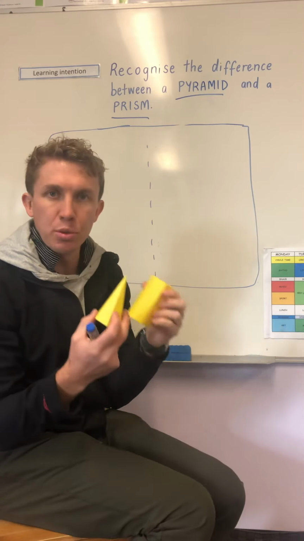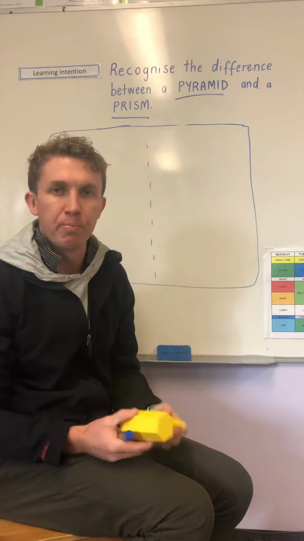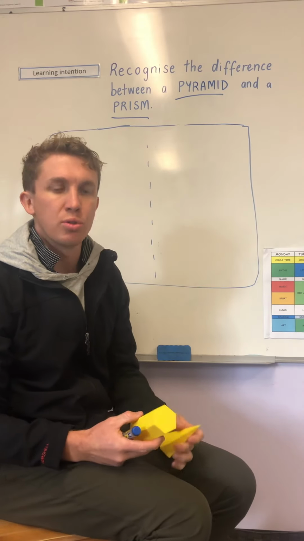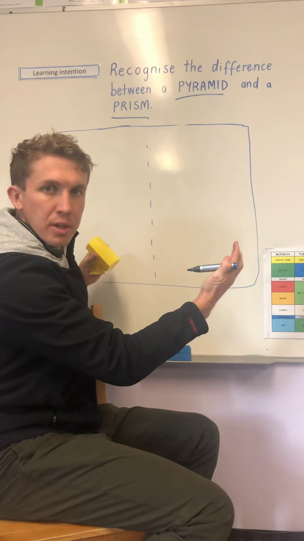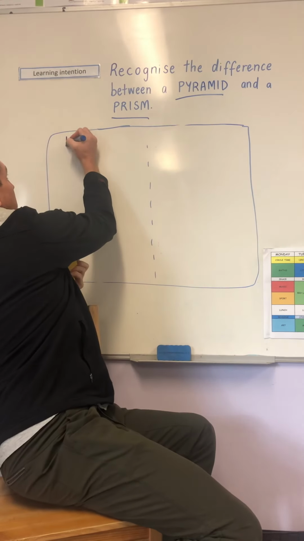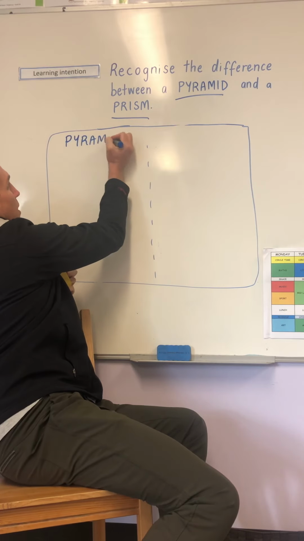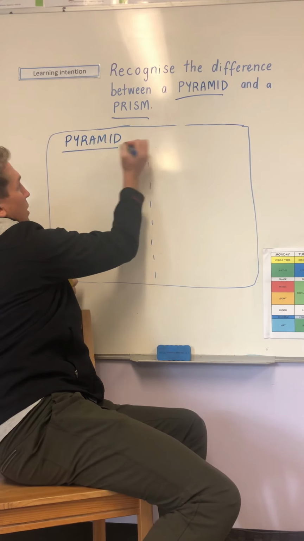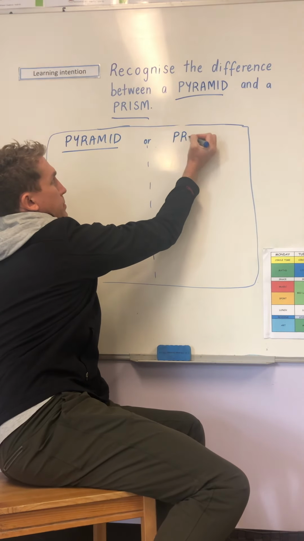So we're going to do a journal entry that describes the difference between a pyramid and a prism. I'm going to show you how I want you to set it out. It's a 2-page journal entry. On this side I want it to be pyramid, and on this side, you can do like an or prism.